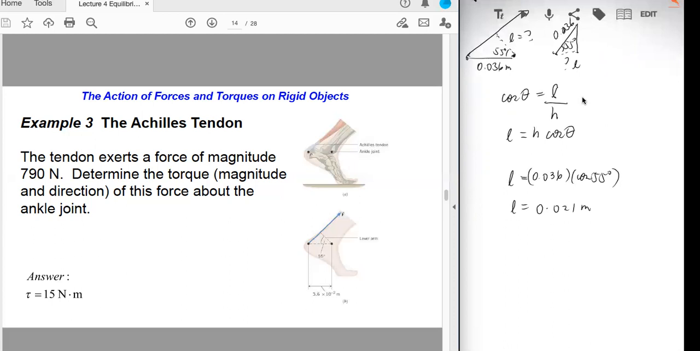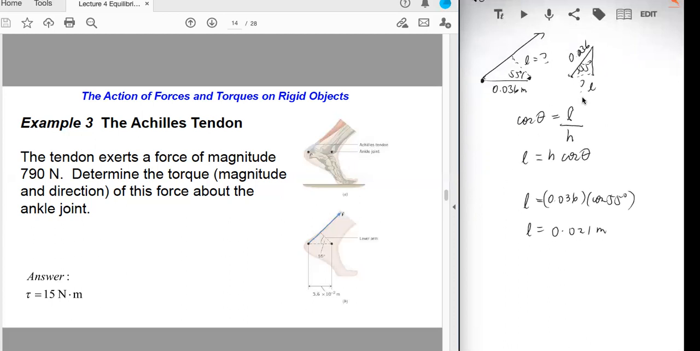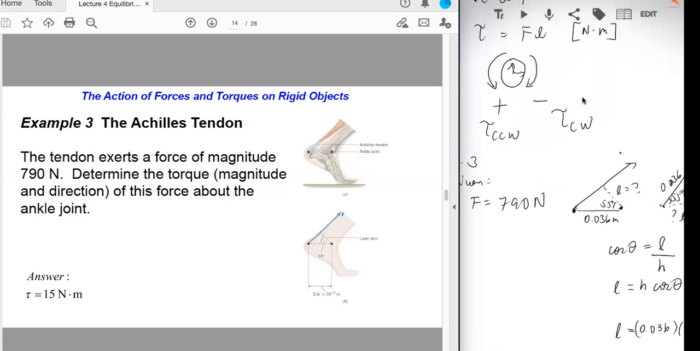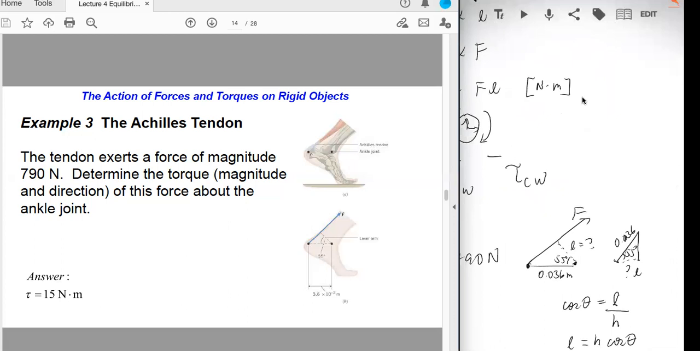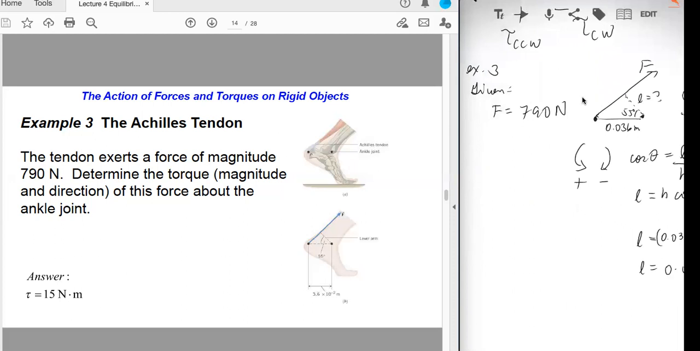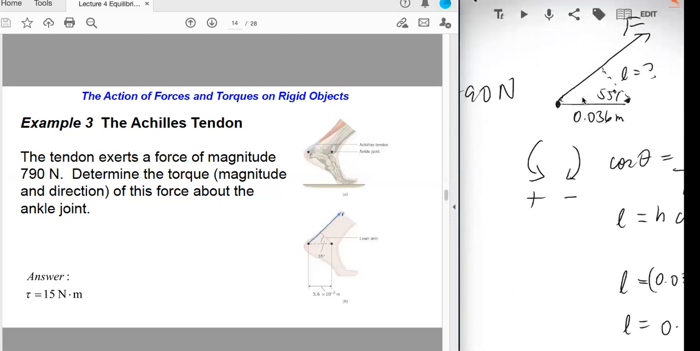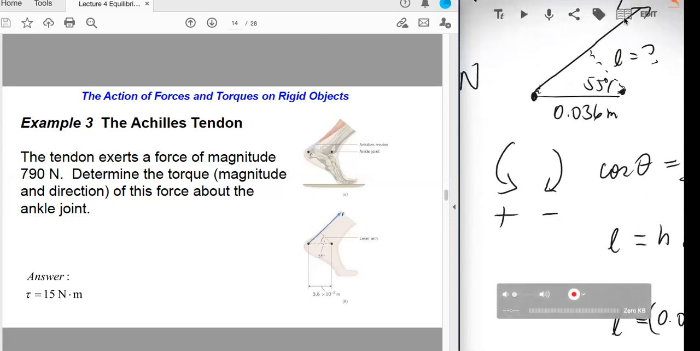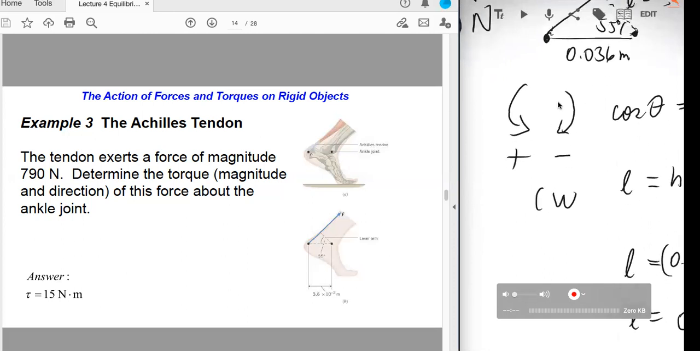O diba? Kung ito yung axis mo, ano yung rotation ng force na yon? Ito ang force. Clockwise ba siya o counterclockwise? Diba ito negative, ito positive. Ano kaya? O diba, itong force na ito pag ganun, clockwise. So clockwise, so negative.